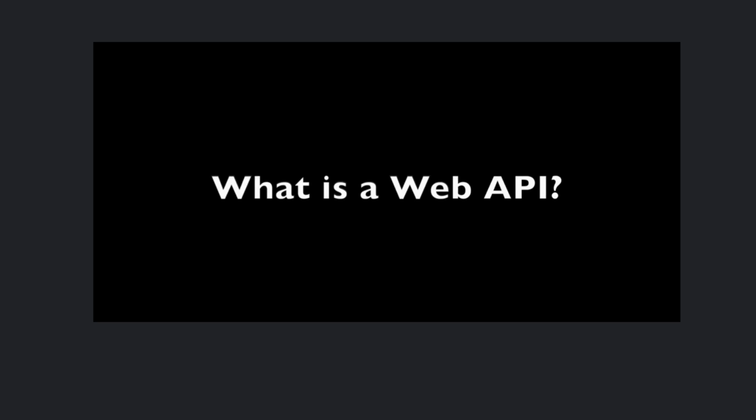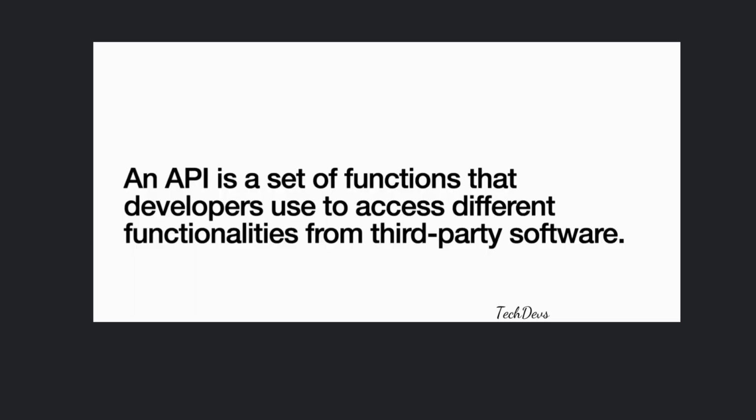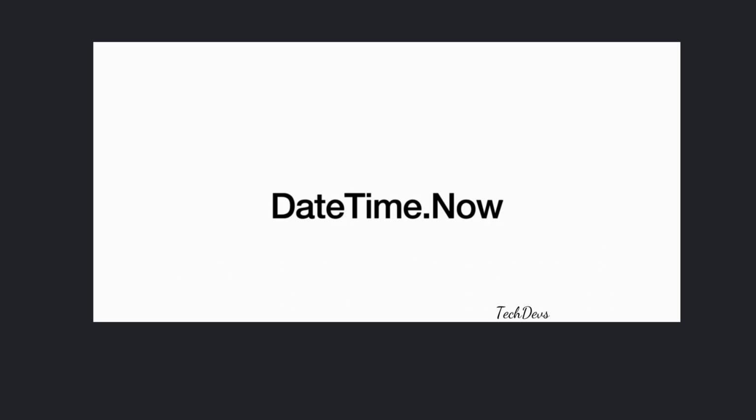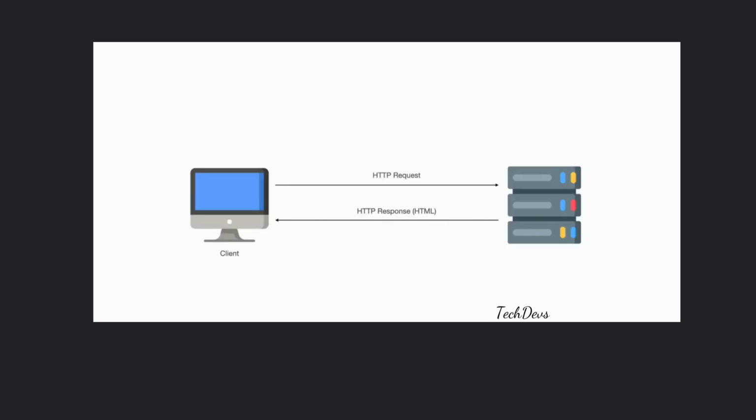First, let's explain the term API. An API is a set of functions that developers use to access different functionalities from third-party software. As developers, we use APIs all the time for tasks such as getting the current time, creating files, and so on. A web API is a type of API that uses the HTTP protocol.